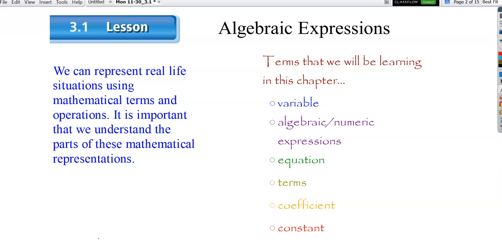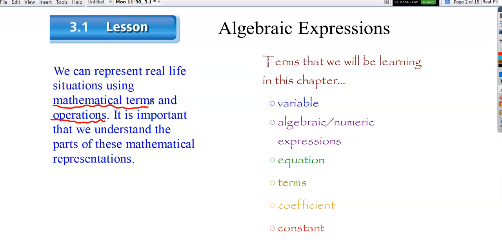Hello, today's lesson is about algebraic expressions. And what I said on the left was we can represent real-life situations using mathematical terms and operations. You're very familiar with operations and you're very familiar with mathematical terms. You just might not be used to calling it mathematical terms. But it is important that we understand the parts of these representations.